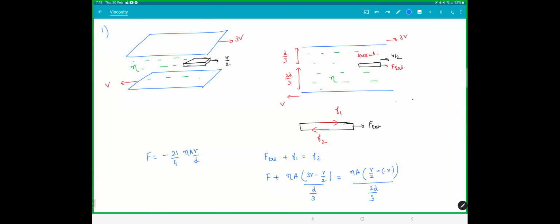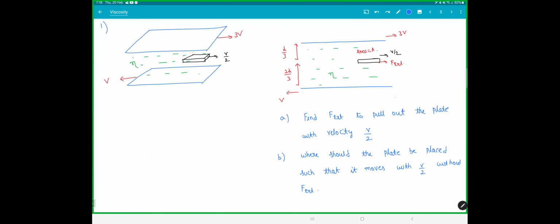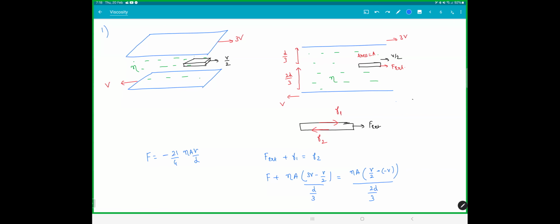That's right. Second part of the question, everyone. Where should I keep the plate so that you don't need the F external force? That means F1 is equal to F2 now. Try. You've got a minute. Hmm. 5D by 8. 30 seconds more. Get it? You have two right answers, Poroja and Vihan.